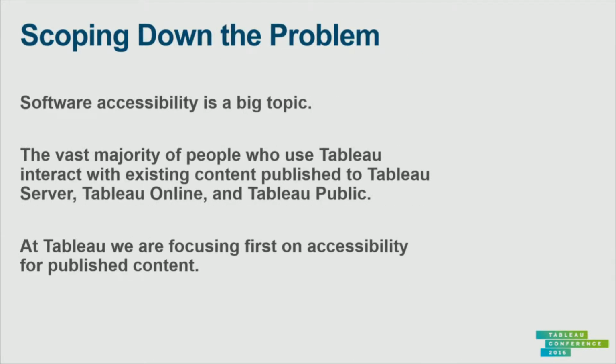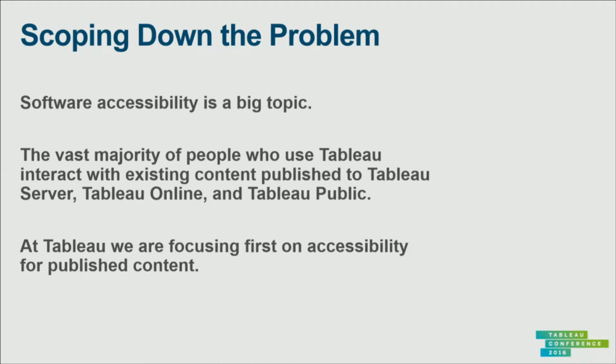Okay, so I want to scope down the problem a little bit to really get to the meat of this presentation, because software accessibility is a pretty big topic and our product line has a lot of surface area. When we started paying attention to this subject, we had to make a choice about how we were going to prioritize our work. We wanted to make sure that what we were doing from our own internal engineering efforts was going to affect the greatest number of people possible.